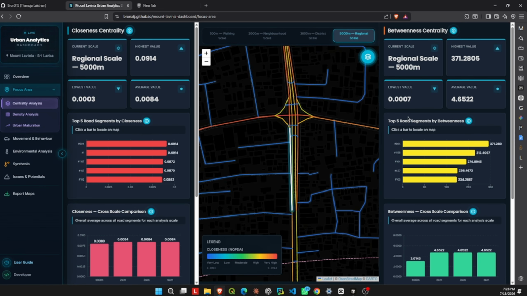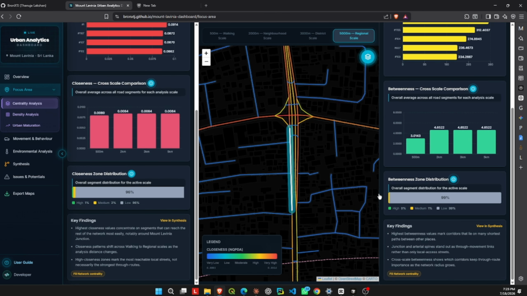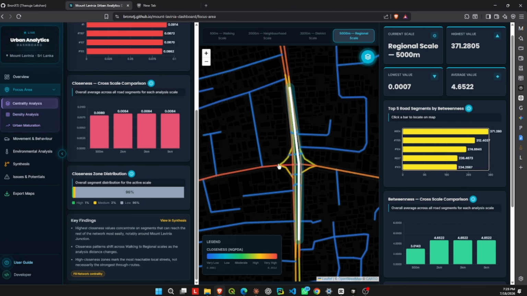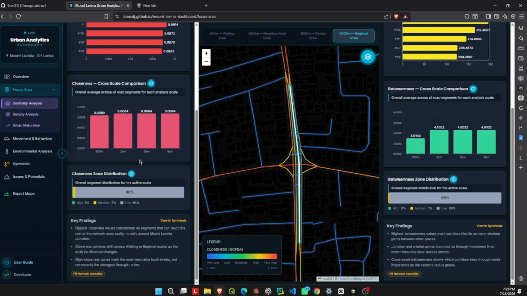We did the same for the betweenness, and we have added some key findings there. Betweenness also points to the Dehiwala junction and the Galle Road surroundings. I'm going to talk about the synthesis later. Synthesis is the final all-in-one window for what we have found so far through this dashboard. So that's it, I guess.